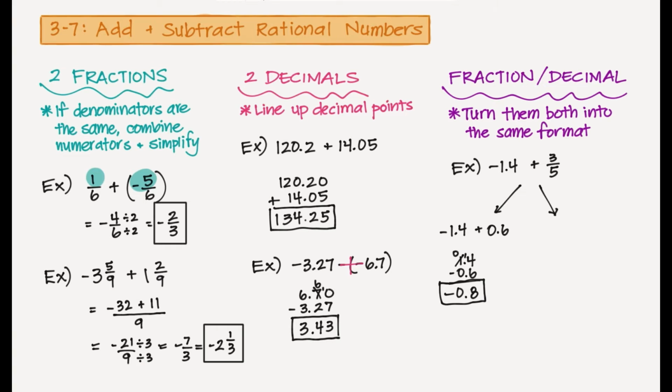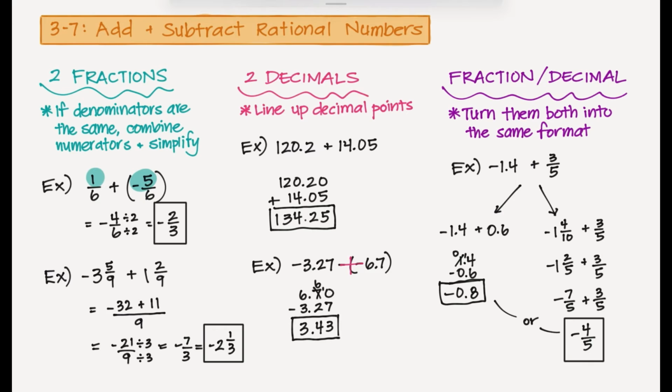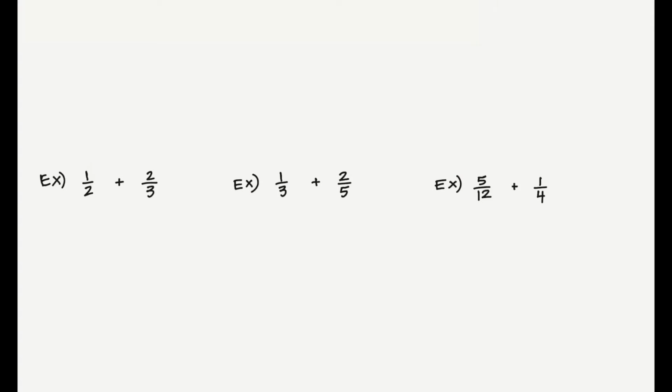The other way that I could have done this is changed my negative 1.4 into negative 1 4/10 plus 3/5. I could simplify that to negative 1 2/5 plus 3/5. And then since they have opposite signs, I'm going to rewrite that as an improper fraction. And now that they have the same denominator, negative 7 plus 3 is negative 4 over 5. So I could have done either converting them both into decimals or both into fractions. Whichever one is easier for you is what I would recommend.